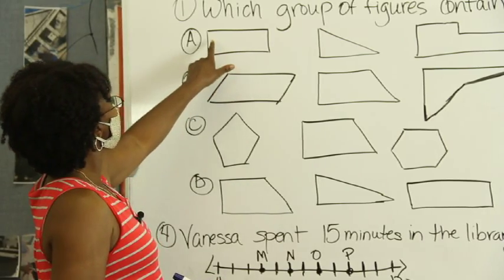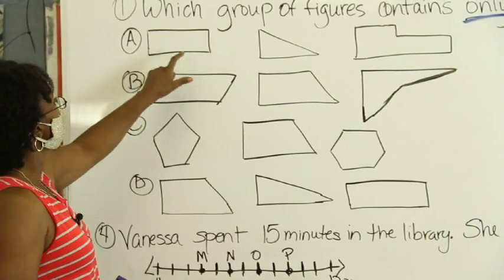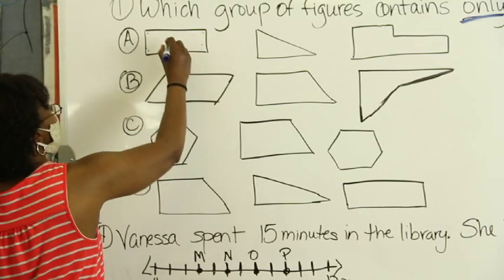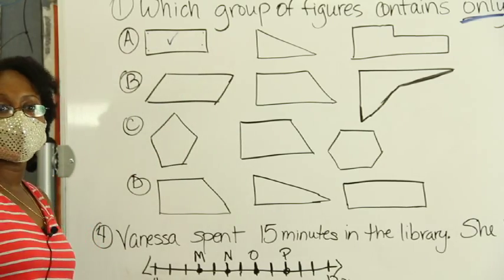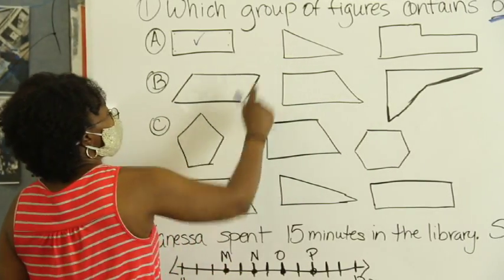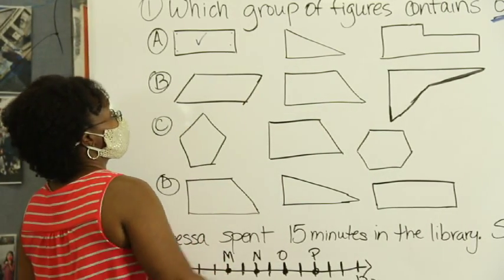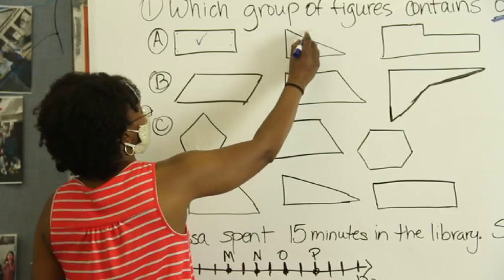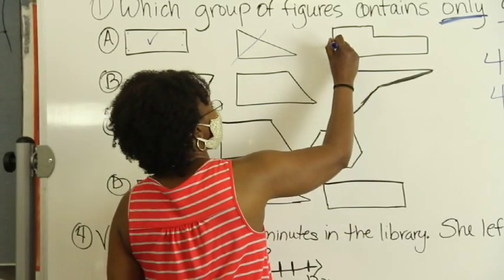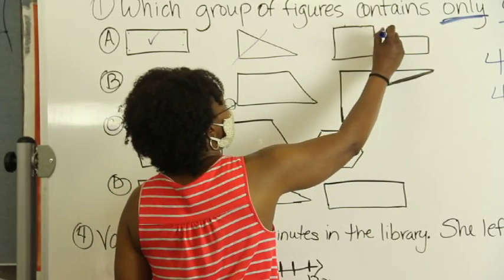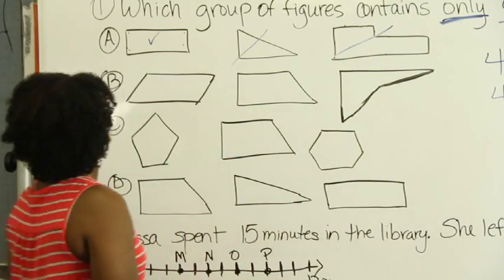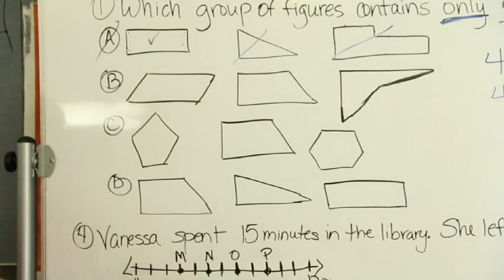So let's start with A. A has 1, 2, 3, 4 sides and 1, 2, 3, 4 corners. So I'm going to put a check for it being a quadrilateral in there just so I remember. Next, we already know this one only has 3 corners because it's a triangle. So we're going to mark that one out. And let's look at this one. How many sides? 1, 2, 3, 4, 5. Oh, that's already too many. So we're going to mark it out. So we know that A cannot be the answer.